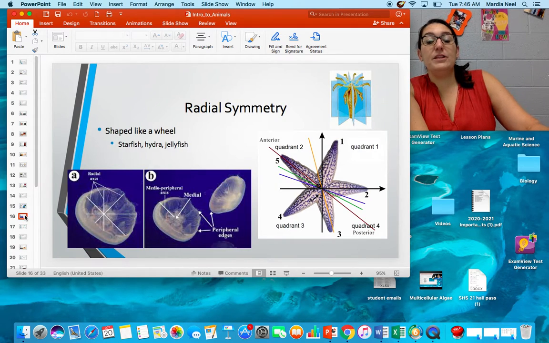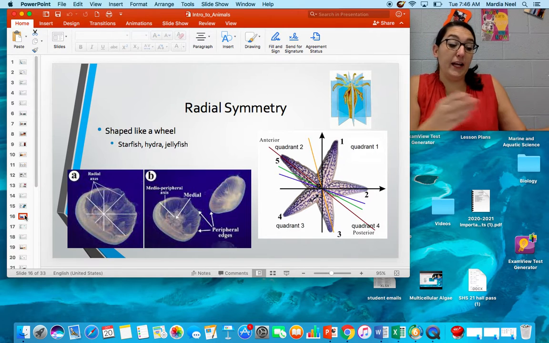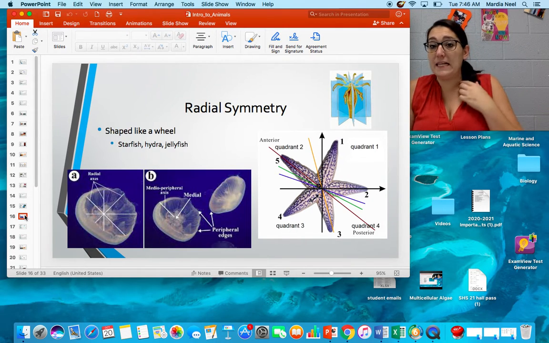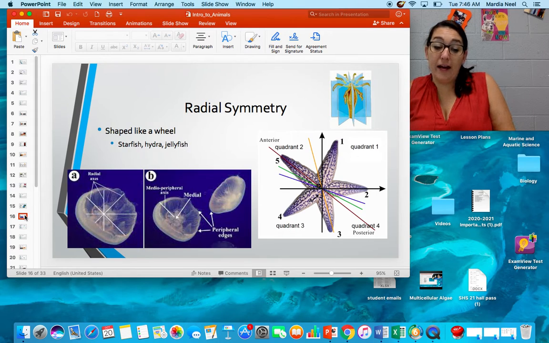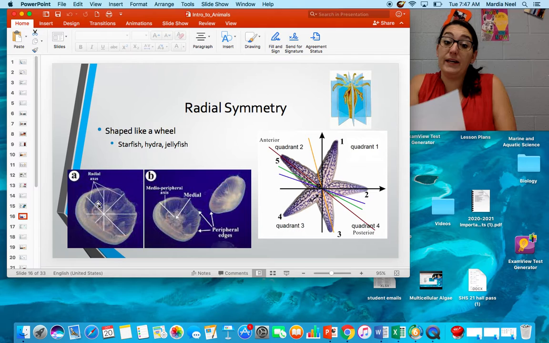Radial symmetry means it's shaped like a wheel, so you can divide it into quadrants. Think about if you're cutting a pie, you can divide it into even pie slices. An animal that you can divide like that is said to have radial symmetry. Your examples are starfish, which is down in this right corner, hydra, which is up here in this top right corner, and a jellyfish. If you look right here, you can see where that jellyfish is cut in a circle, or can be cut in a circle.